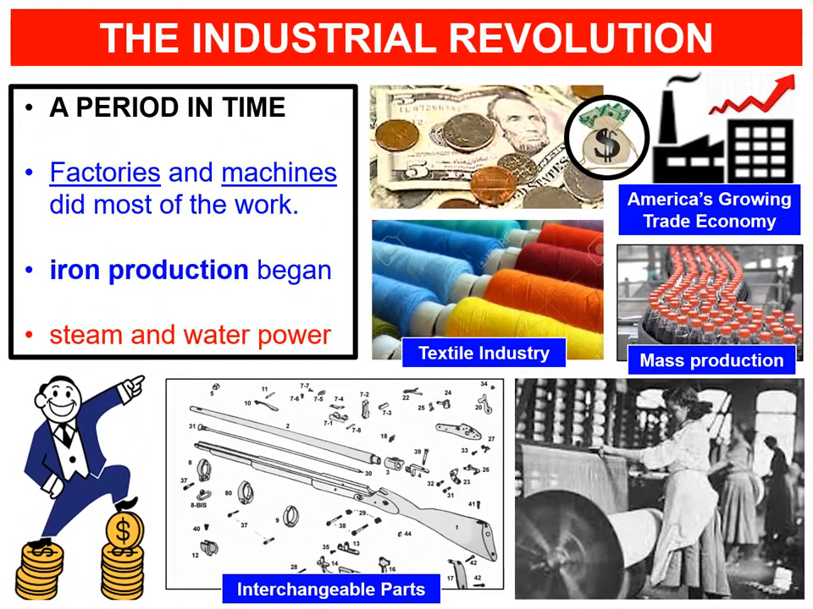So that takes us to the Industrial Revolution. The Industrial Revolution is a period in time. It is when factories and machines did most of the work. It is when iron production began. It is when the factories used steam power and water power.